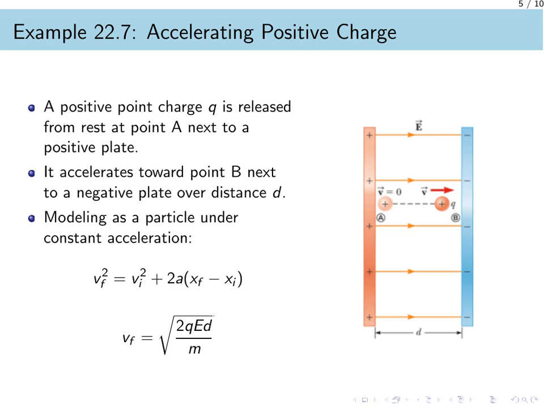We use the kinematic equation, stating that the final velocity squared equals the initial velocity squared, plus 2 times the acceleration times the change in position. The initial velocity is 0. By substituting our previously derived expression for acceleration, we find that the final speed equals the square root of the quantity 2 times the charge times the electric field times the distance, all divided by the mass.